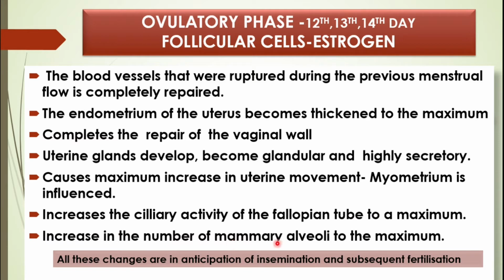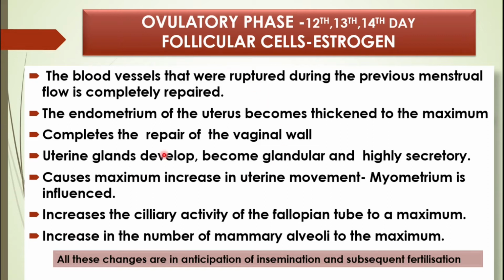Then the mammary alveoli, which had started developing in the proliferative stage, have increased in number to the maximum. So we find that whatever has started during the proliferative stage is continuing, and it is attaining its maximum development during the ovulatory phase. Now, for a moment think, why are these changes happening? Why is the body or the uterus behaving in this manner? This is because all these changes are in anticipation of insemination and subsequent fertilization.